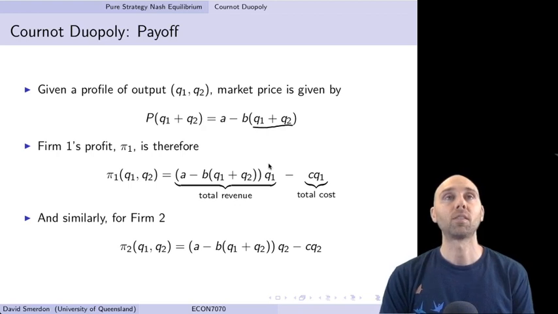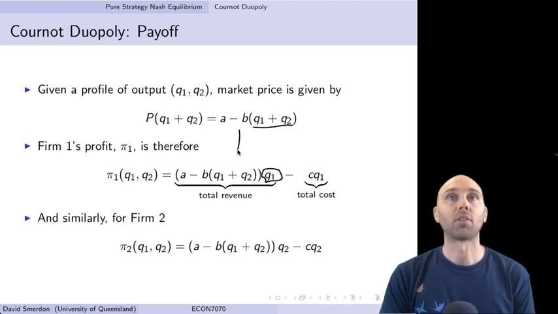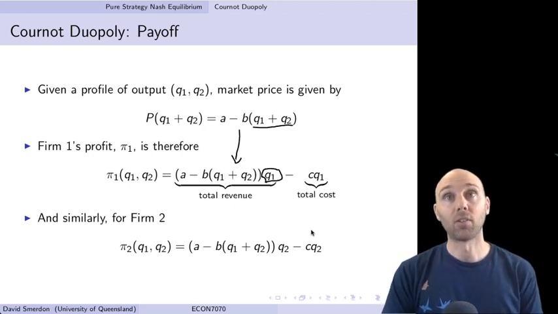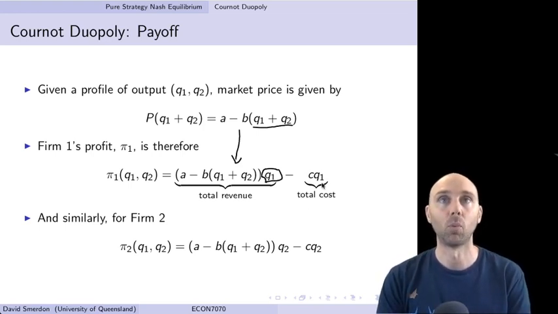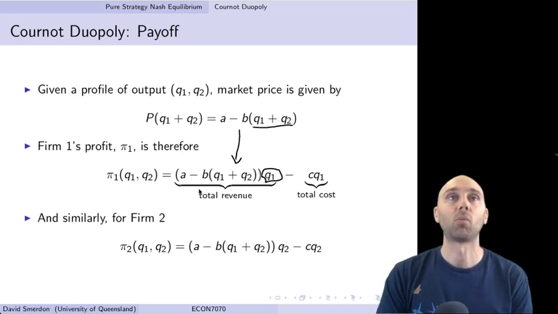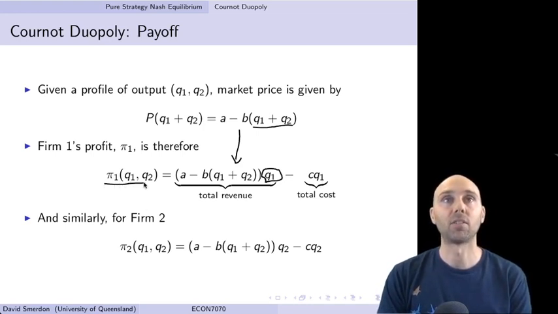And then firm 1's profit, which we call pi, is equal to total revenue minus total cost. Now, total revenue is equal to price times quantity. So this is firm 1's quantity, q1, and the price, we just throw in the formula that we had above. Minus the total cost, well, we have a constant average cost of c, so it's just equal to c times q1. Notice importantly that we've written the profit function in terms of q1 and q2, which is important because these are the two choice variables that the firms can choose.